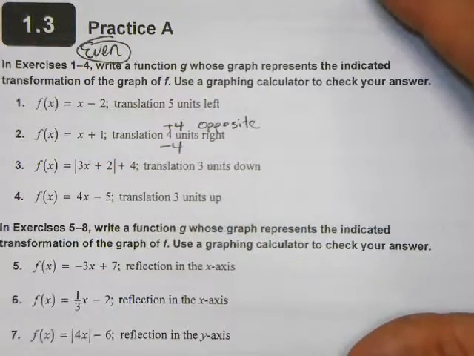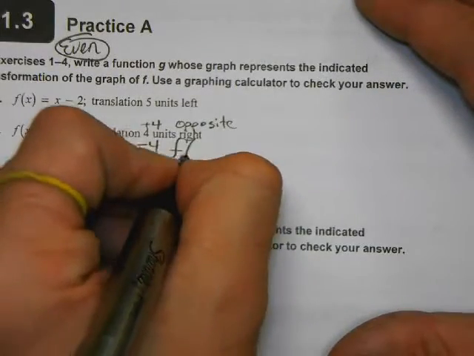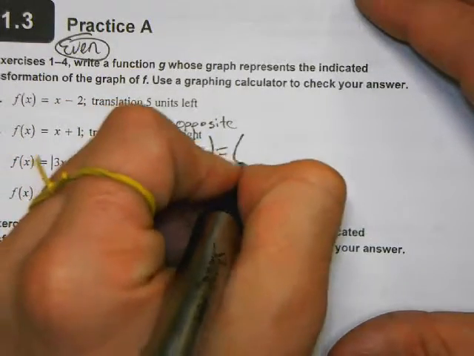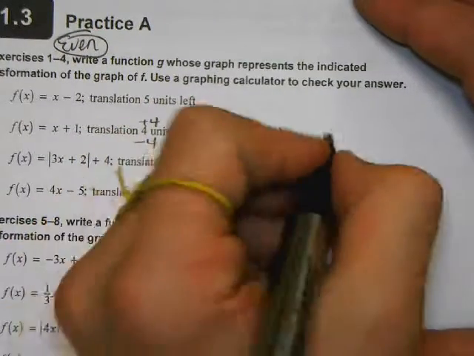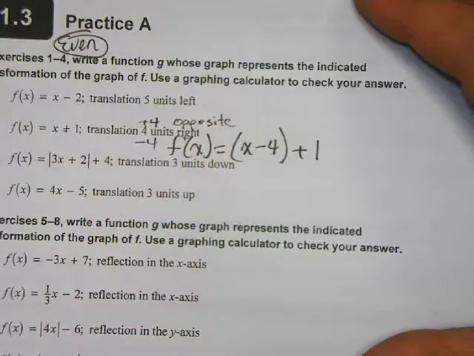So that's going to be f of x equals x minus 4. There's that negative 4 showing up. And then we'll finish out our equation, plus 1.